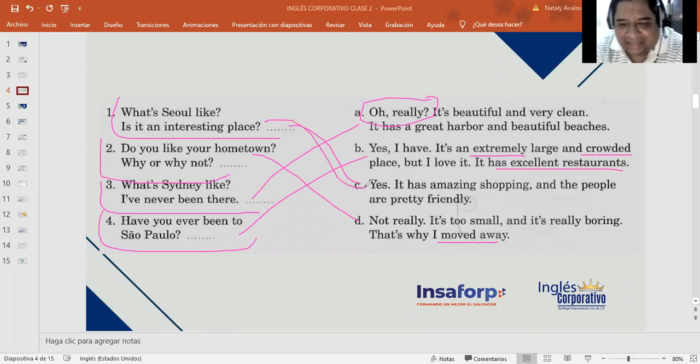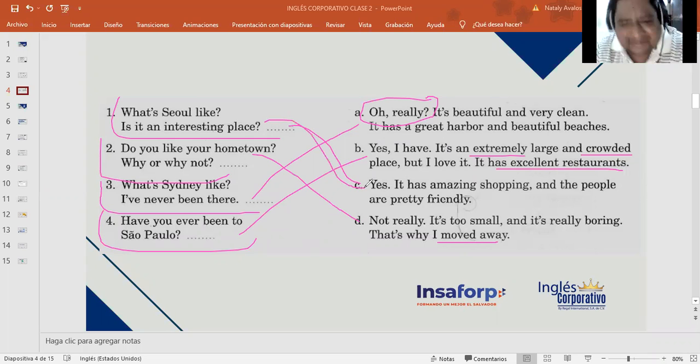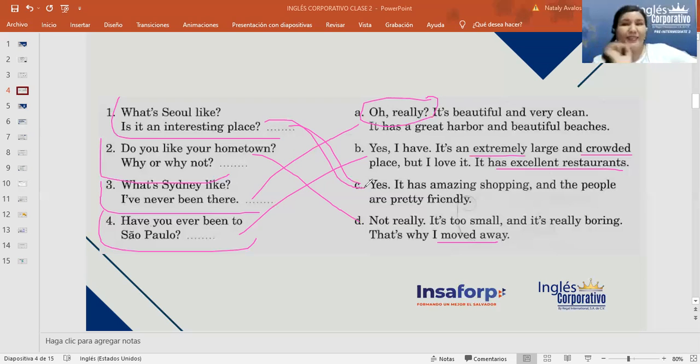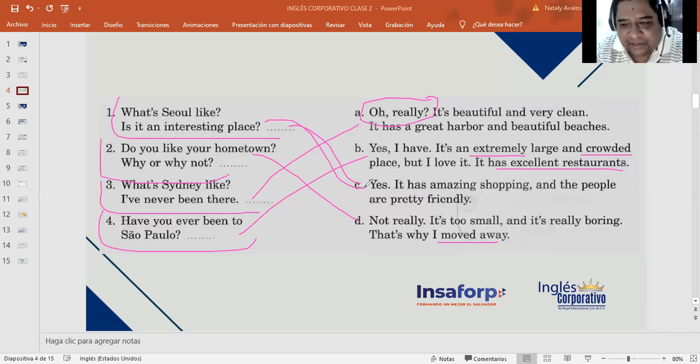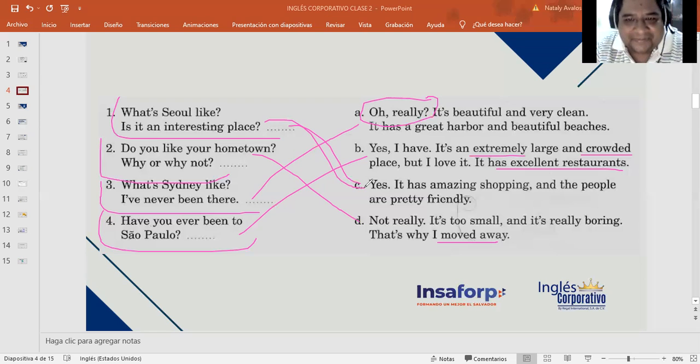Okay, yes. It has amazing shopping and the people are pretty friendly. Okay, so let's repeat. Repeat with me, Adrián Ernesto. Yes. It has amazing shopping. And the people are pretty friendly. Very good job. Two claps for you. Nice. Thanks. Let's go with the next one.